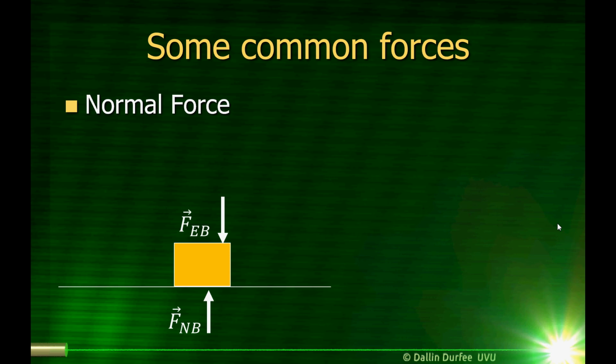So for example, if I have a block sitting motionless on the ground, gravity pushes down on it. The force of the Earth on the box is gravity. That pushes down. Well, why doesn't the box accelerate downward?